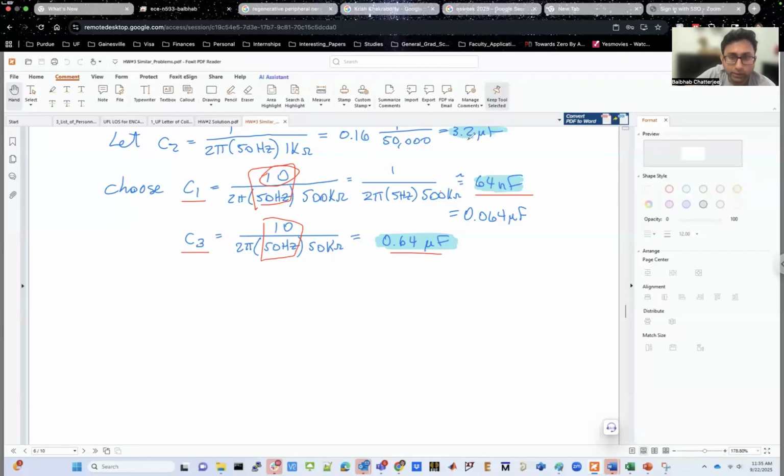All right, I see there was a question about why C3 doesn't see R2. But I think you already figured out why C3 does not see R2.